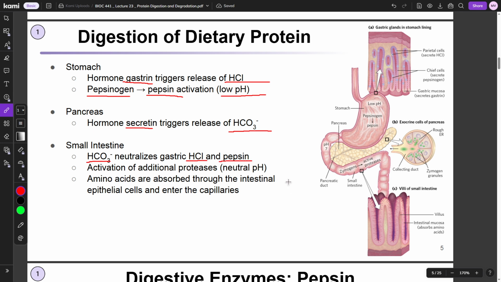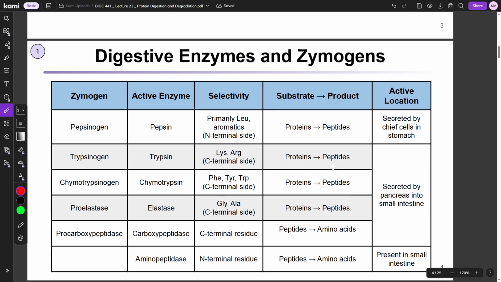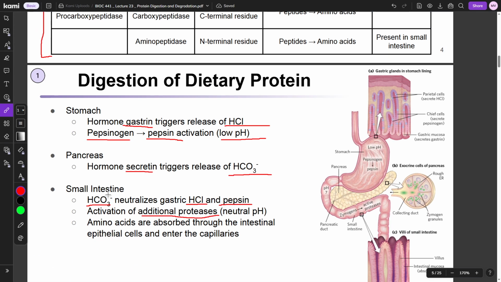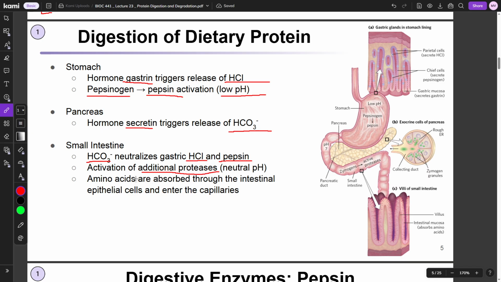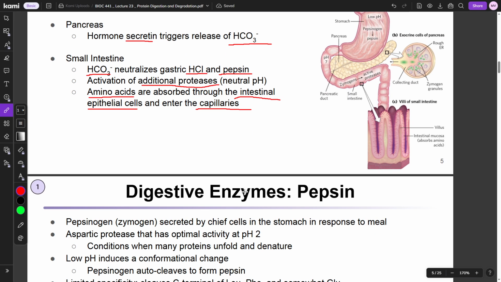And then once we get back up to around pH 7-ish in the small intestine, sorry, this activates other proteases like the ones shown here, like these guys up here. And then those allow for more breakdown of proteins and peptides. And so these amino acids are then absorbed through intestinal epithelial cells, and they enter the capillaries and then get absorbed by other cells.